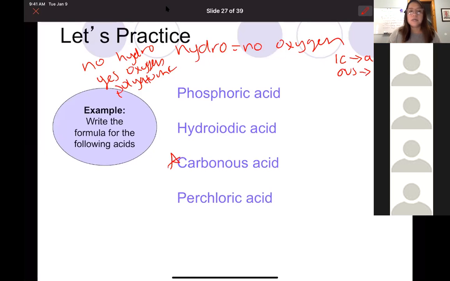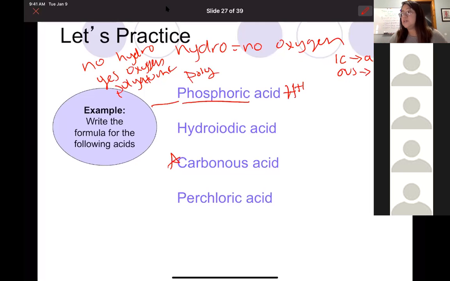Alright, guys, let's take a look at this. First one, phosphoric acid. Like I was telling Jenny, it all depends if you see hydro or not. So, do we see hydro there? No. No hydro, which means this is going to be a polyatomic. This is going to be hydrogen plus 1, and this is a polyatomic.